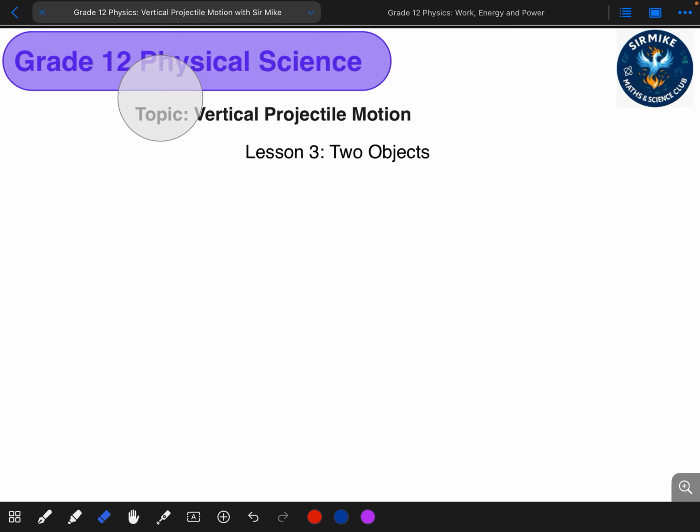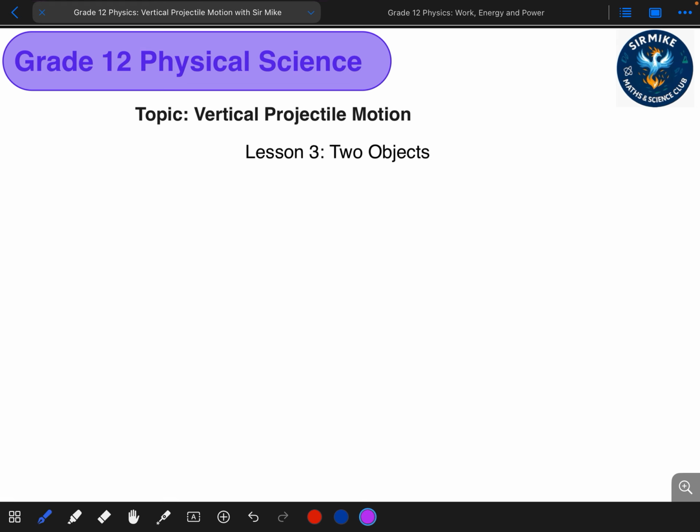In the previous videos, we have been looking at motion on one object only. Now, remember that we are still on projectile motion. In the previous lessons, as I've already said, we have been looking at motion on one object only. But in this lesson, we'll be taking things a little bit further, as we'll be looking at two objects which are either projected from the same height.